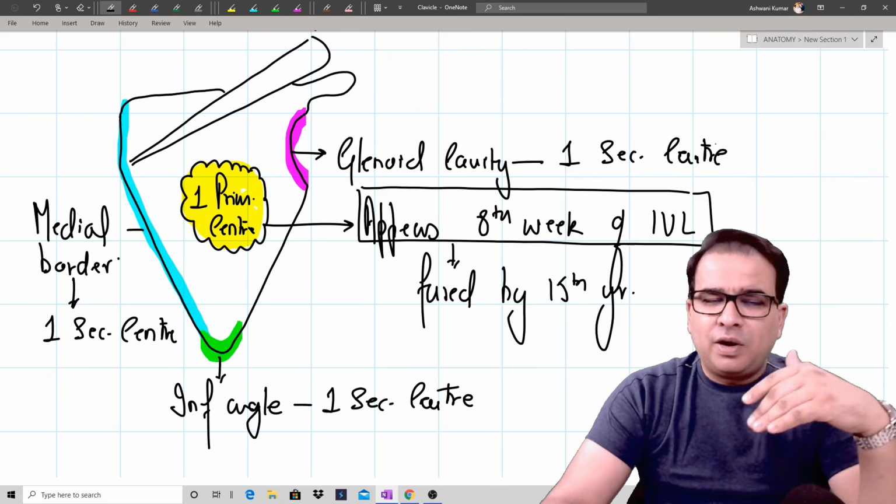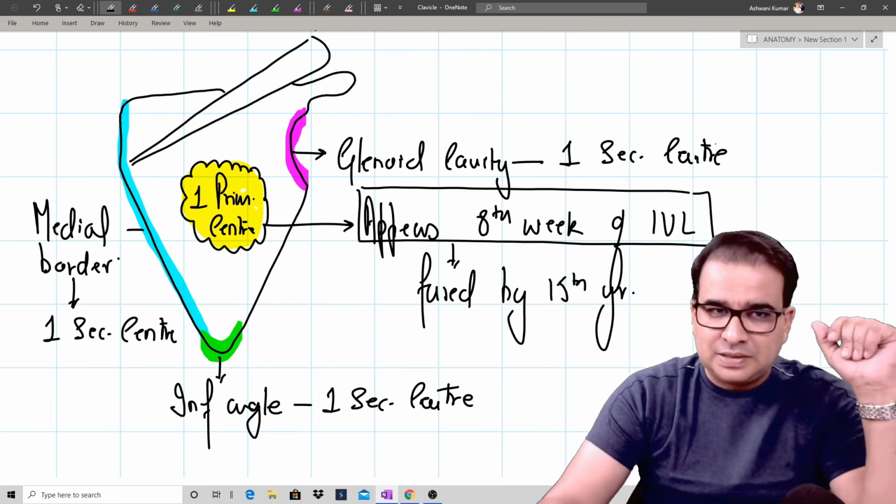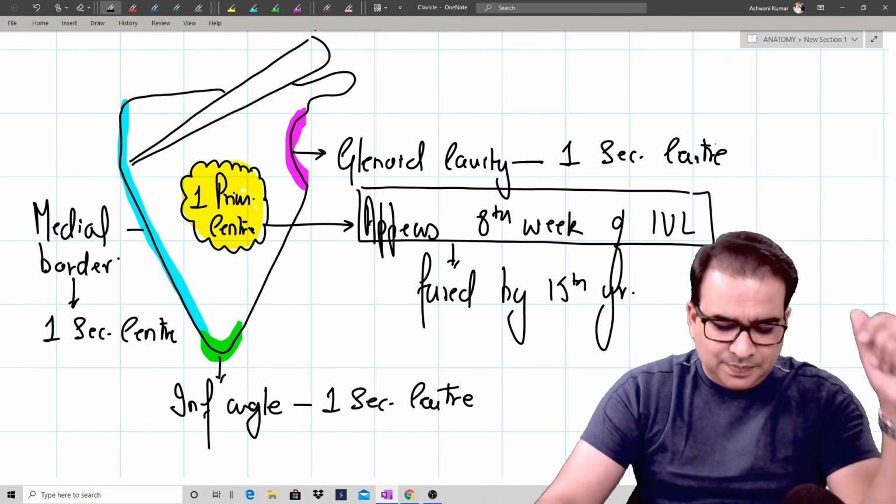Don't worry about the lateral border and the upper border. Lateral border and upper border, they are basically part of the body only. So they are formed with the body itself, that is from the primary center.